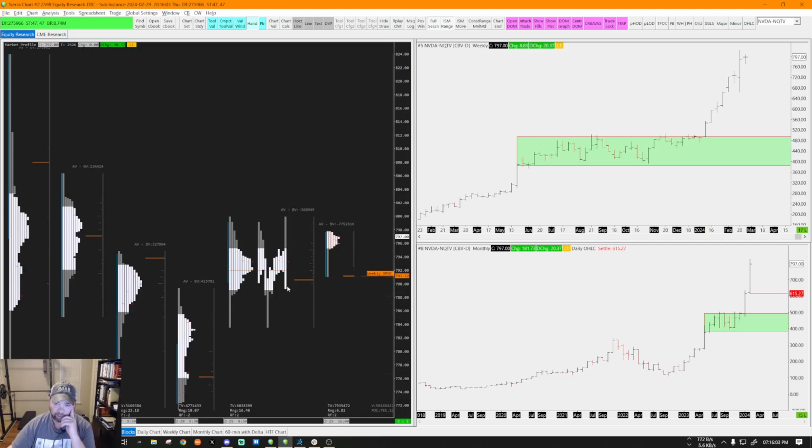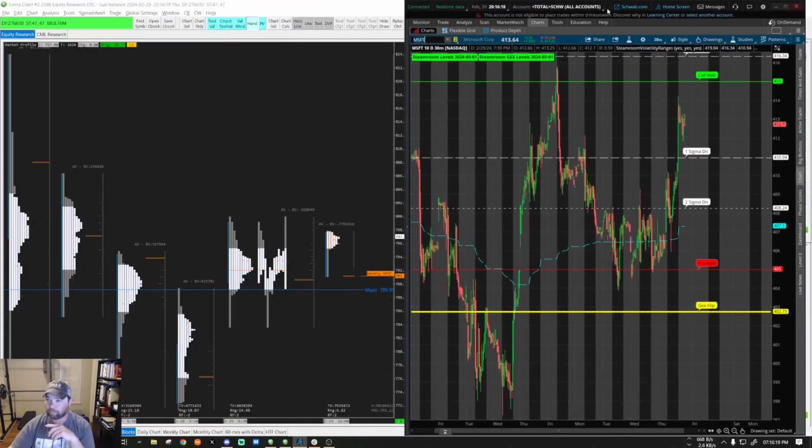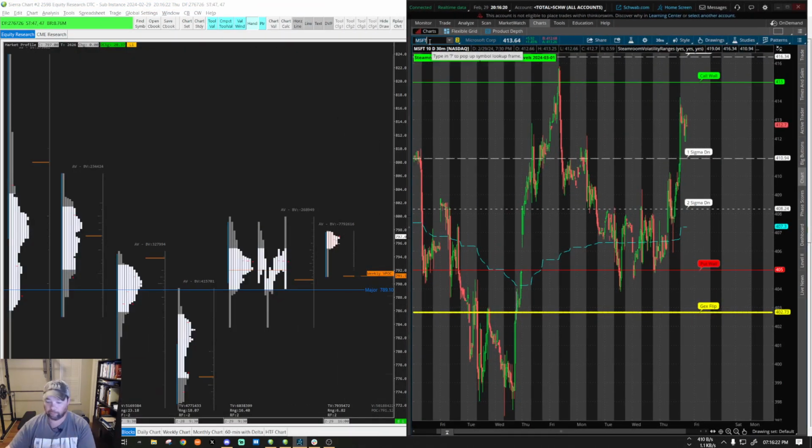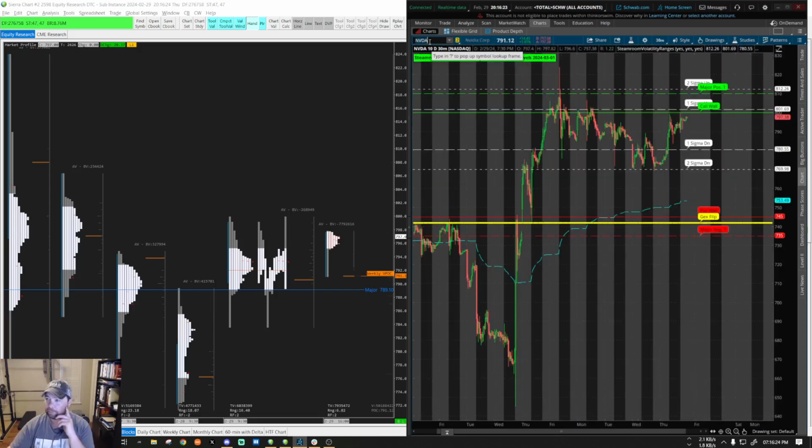But I like this pullback here. This is a bounce area low. I think you're going to find buyers here. I'd be very willing to bet you would find buyers there. So it puts us, where is that, 789. Yeah, I like that area.